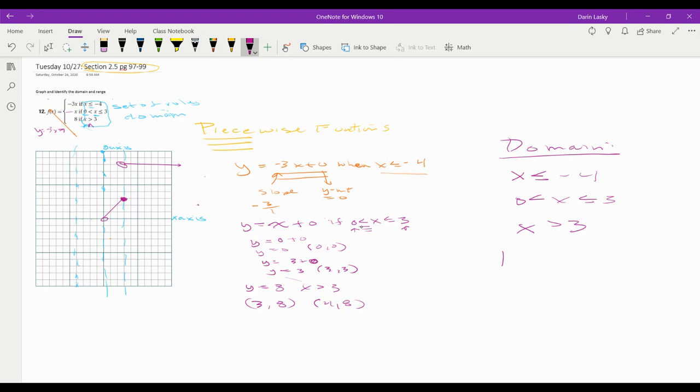And now our range is all the y values. So my y value goes from here to here. So my y value is from 0 to 3. Oops. It's open circle, so it's less than 0 to 3. So that's my first y value. That's my range this way. Y is always equal to 8.